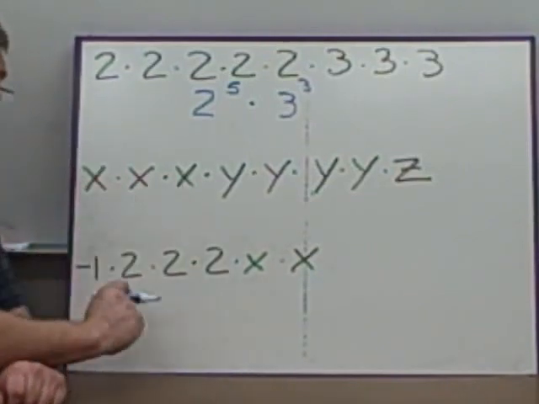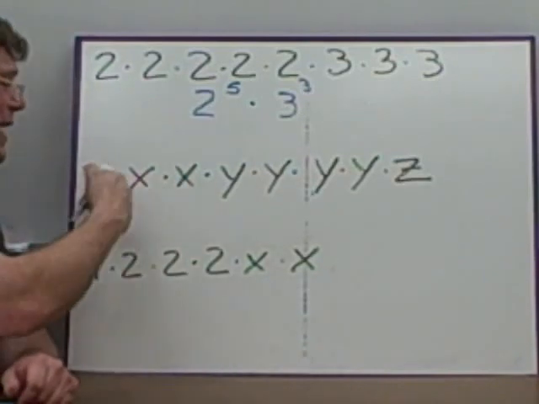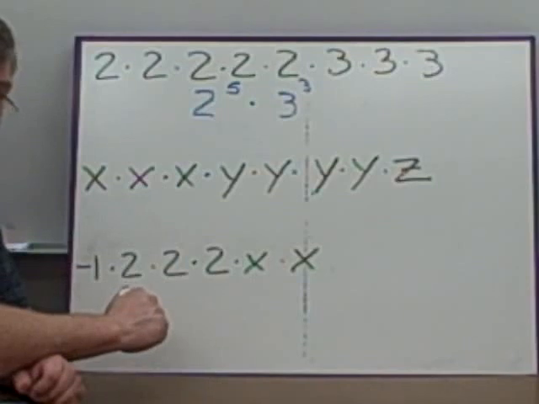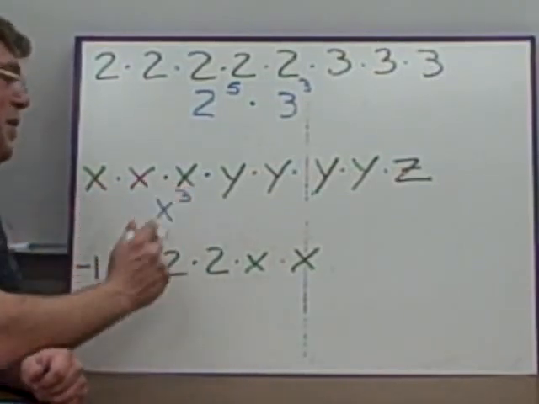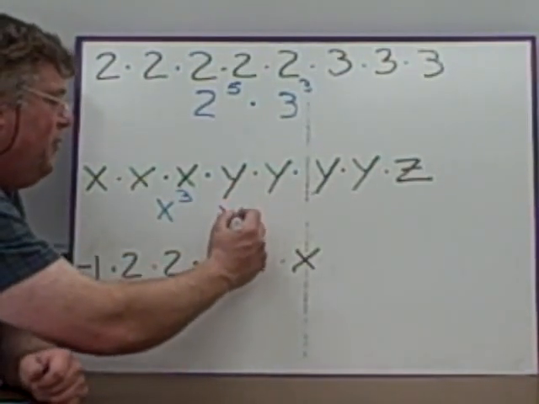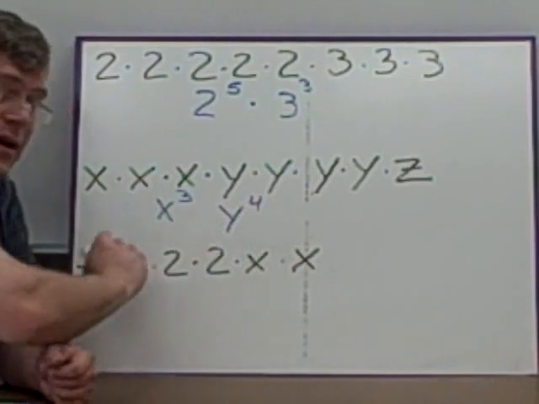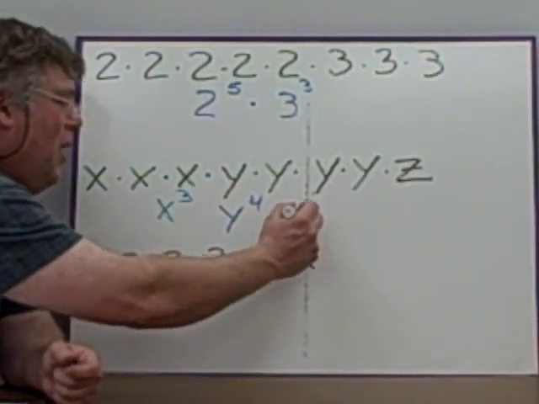Here I've got 3 x's. Remember, in algebra we don't have fruit salad, so I can't combine these. I can't count the x's and the y's together. X, x, x, that's x to the 3rd. Y, y, y, y is 4 y's, so we do y to the 4th. How many z's are there? There's 1, so I do z to the 1.